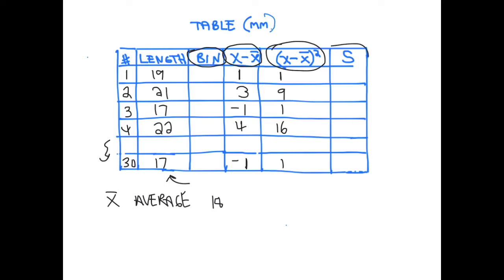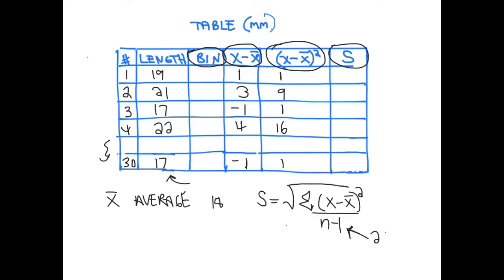And the last column is what we're really looking for, which is the standard deviation. Our standard deviation formula is the square root of the sum of x minus x bar squared over n minus 1. Well, n is the number of samples, so that's just going to be 29 then. N minus 1 would be 29 in our case.